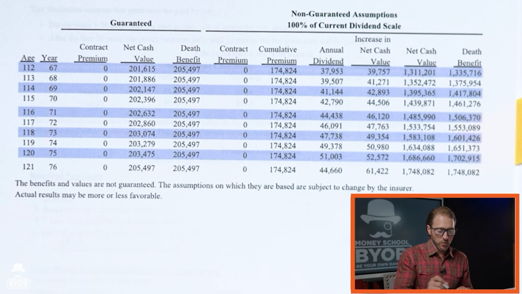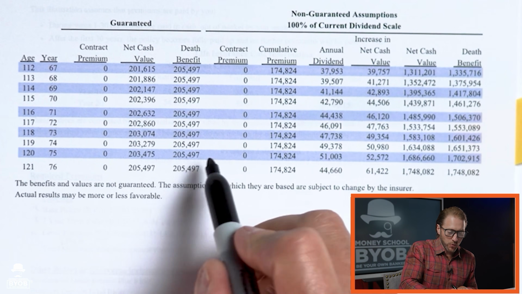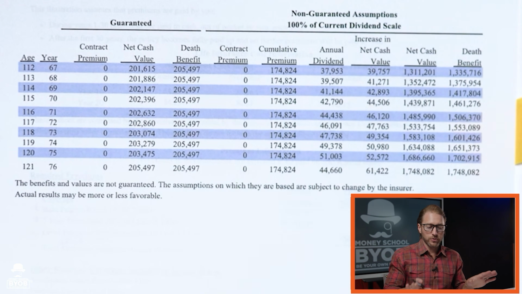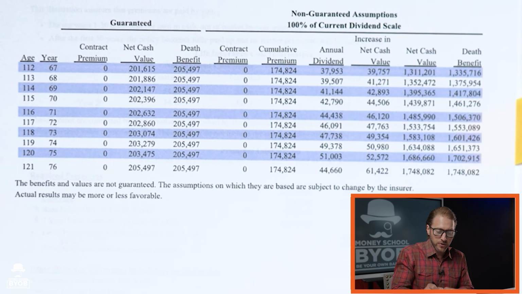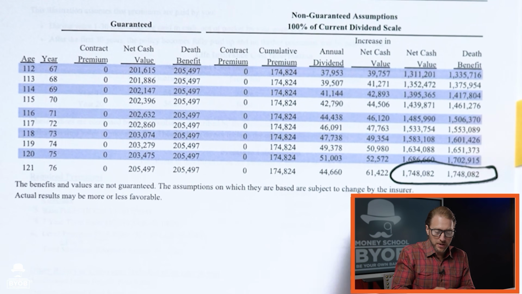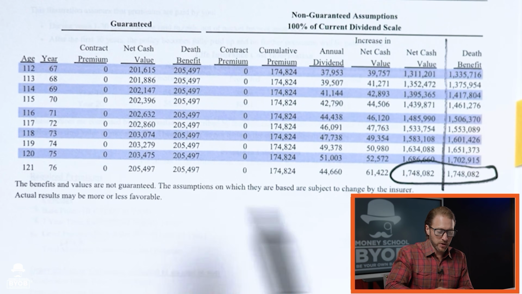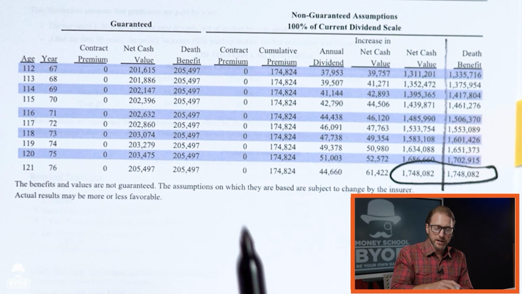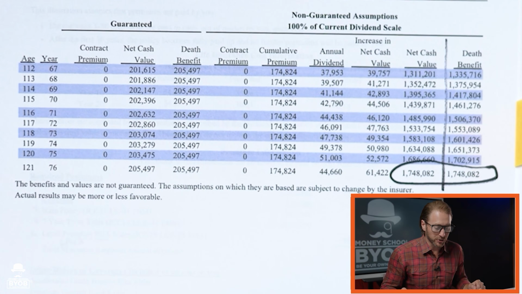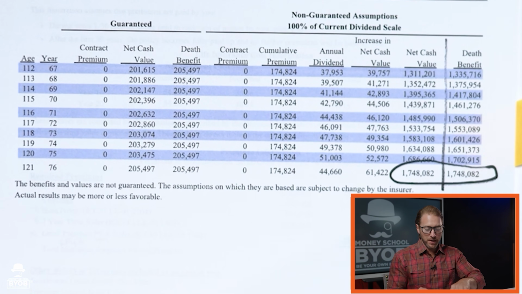If you get to 121, the insurance company is going to pay out the total cash value, which the cash value and the death benefit are the same. See that 1.748, 1.748. The death benefit and the cash value in the 121 year point, and when you basically reach 121, if you do, that's where the two balance out.